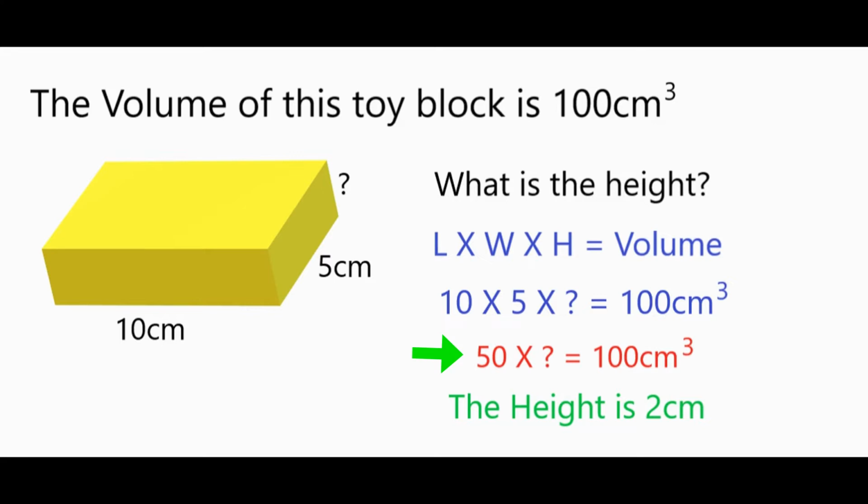Think 50 times what equals 100, or you can even think 100 divided by what equals 50. The answer is 2. The height of this toy block is 2 centimeters.